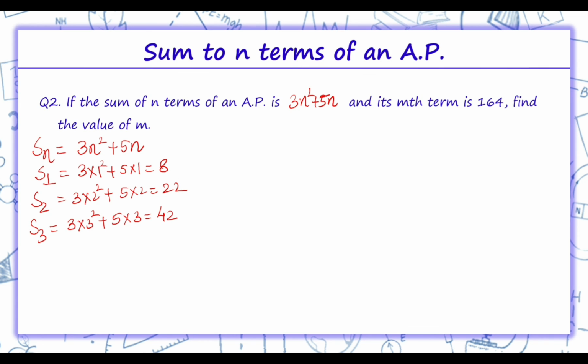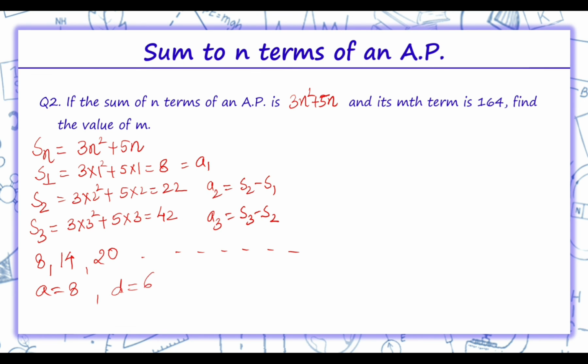Now as we know, S1 is the sum of the first term only, so it is equal to A1. So the first term is 8. S2 is the sum of two terms, so to calculate A2, it will be S2 minus S1. So 22 minus 8, it will be 14. Similarly, A3 will be S3 minus S2, so it will be 20. So this is our required AP, where a is 8, d is 6.